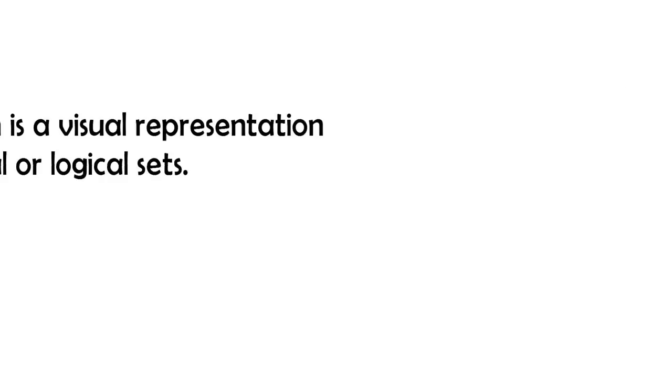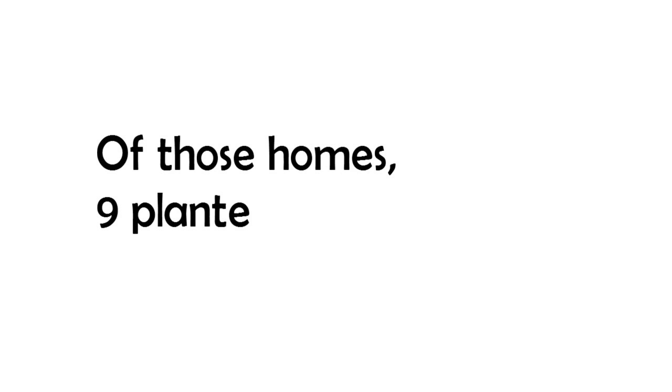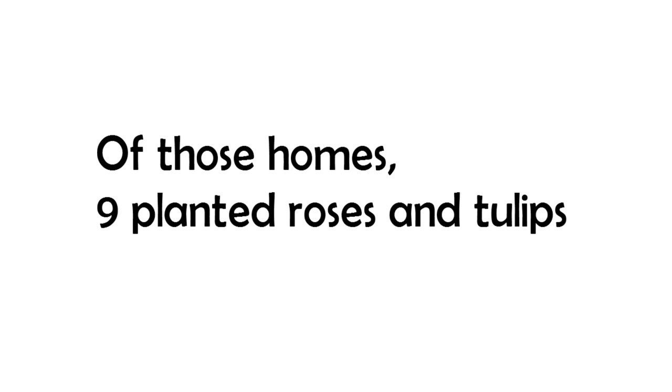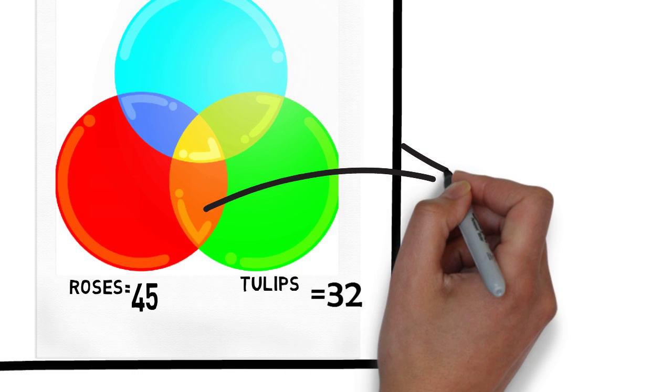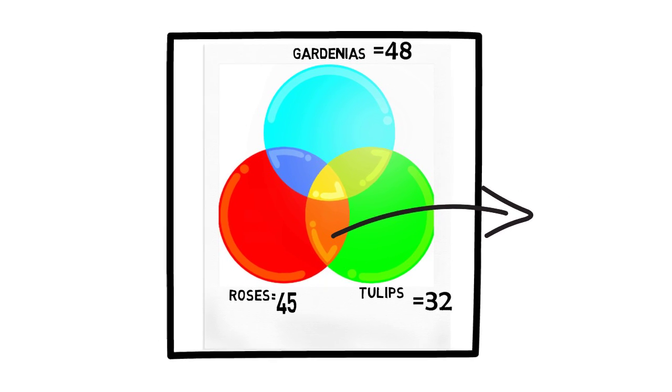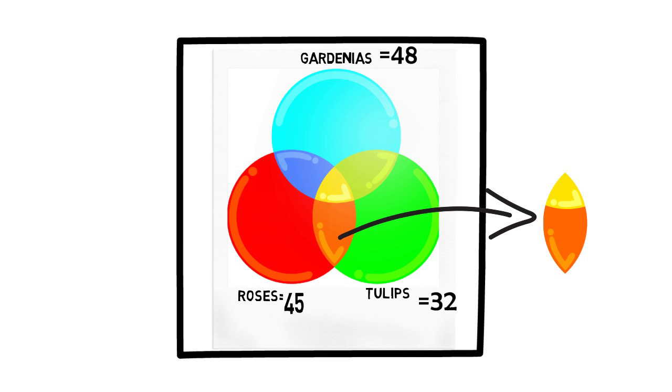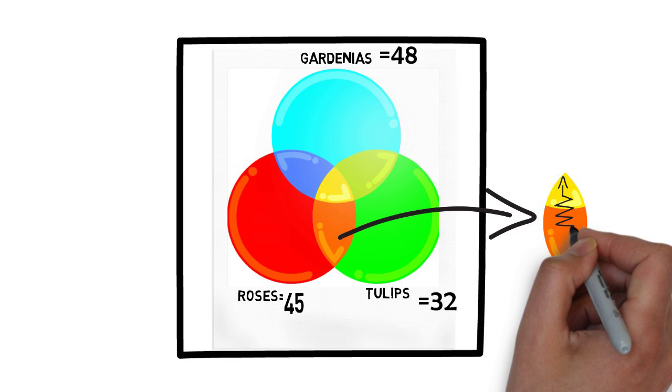So let's revisit the word problem for additional information. It goes on to say, of those homes, 9 planted roses and tulips, which means our sets overlap. This is where the Venn diagram becomes very helpful, because we can clearly see the area where the circles for roses and tulips overlap. That overlapping area should be labeled with the number 9.